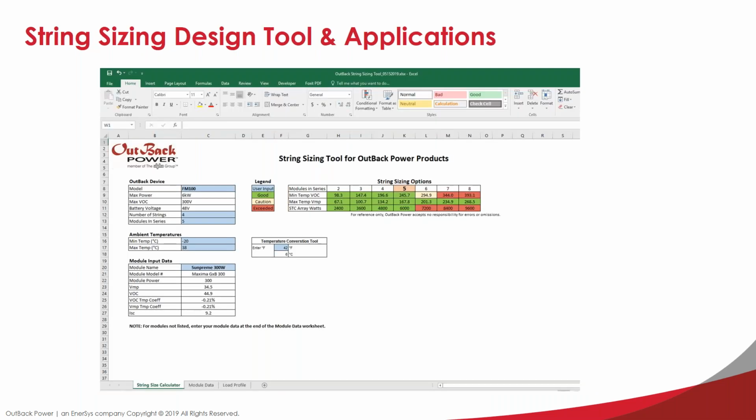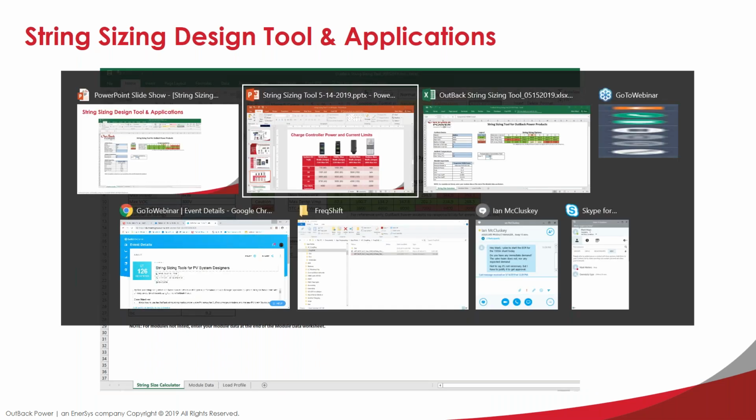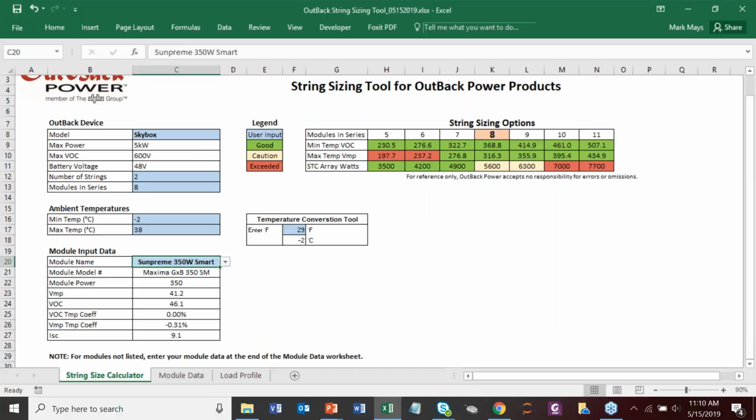Okay, so let's go ahead and jump into the tool. Looks kind of like this. Let me jump over to my spreadsheet. Okay, so this is what the tool looks like. The blue cells are user inputs. Some of them are drop downs, like for Skybox, we can choose Skybox or any one of the 3 charge controllers. The number of strings, the maximum for Skybox is 2.